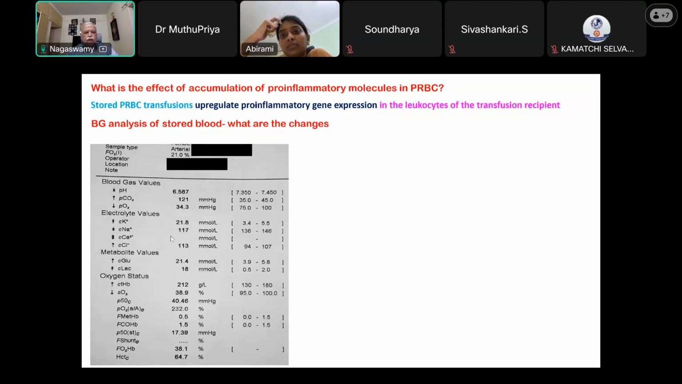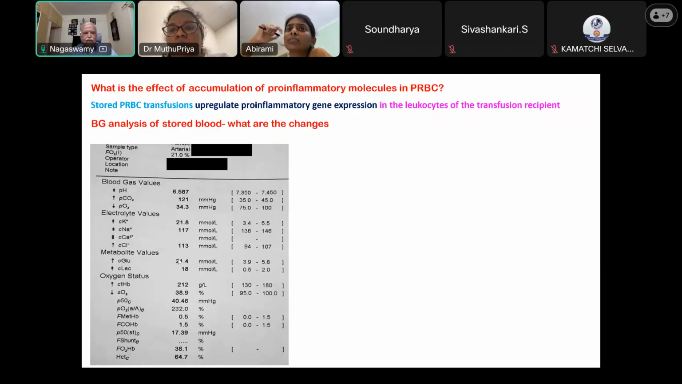Why is there no calcium in this at all? Calcium has bound with citrate. Okay, so if you find any ABG report given to you in the exam without telling you the source, and if you find no calcium in that, you must say this is the ABG report of stored blood.